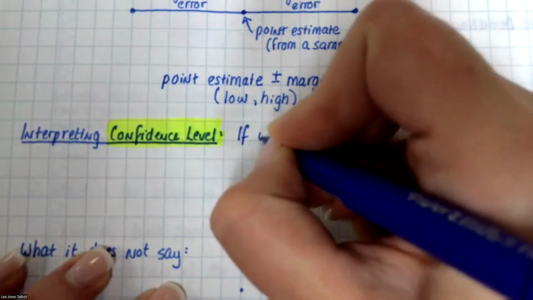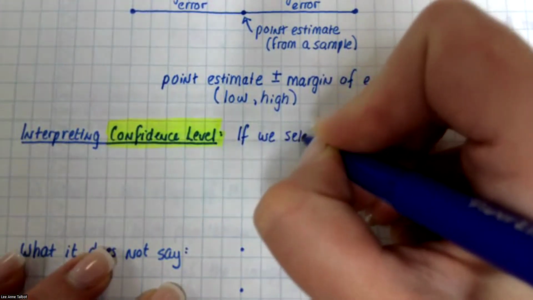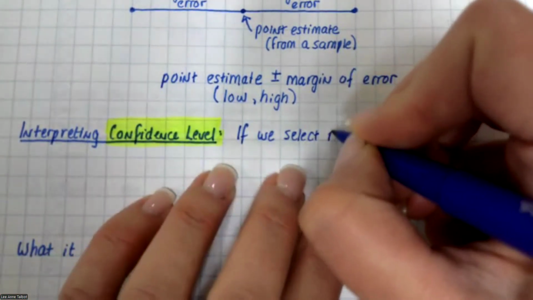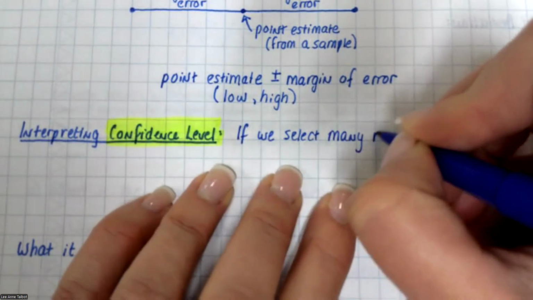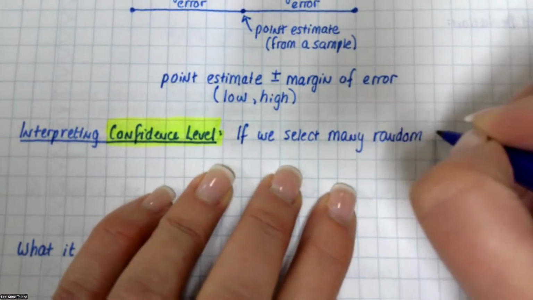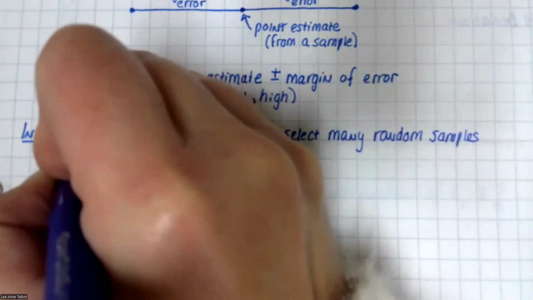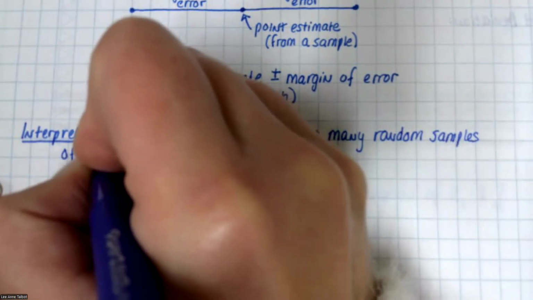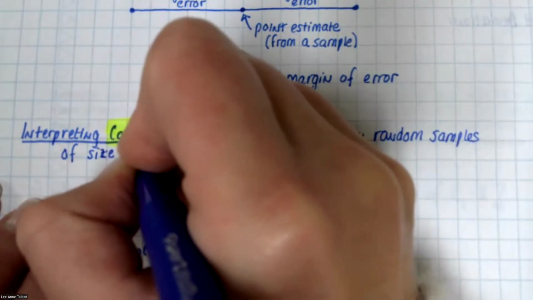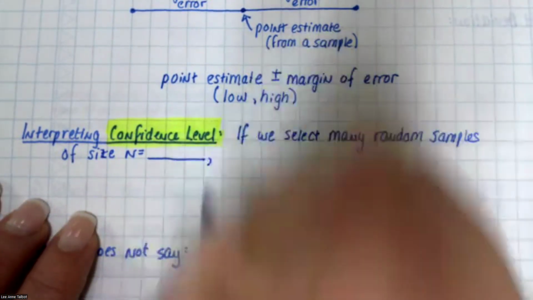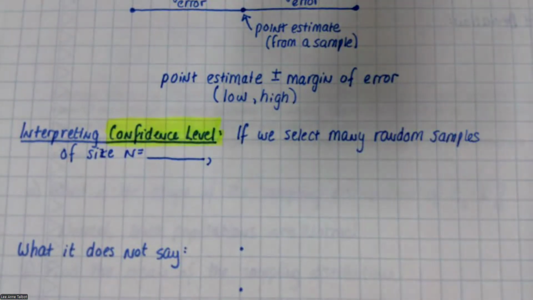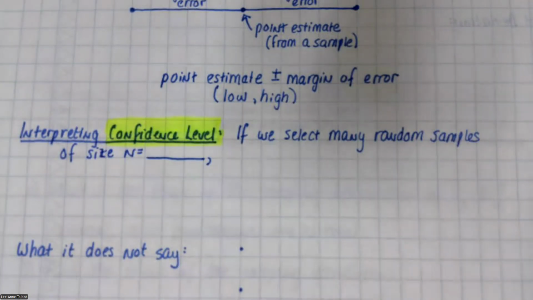If we select many random samples of size n equals blank. This kind of sounds familiar, probably, because we used to say over many random samples of size.